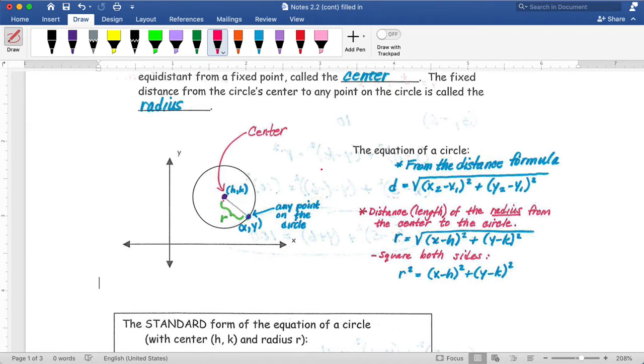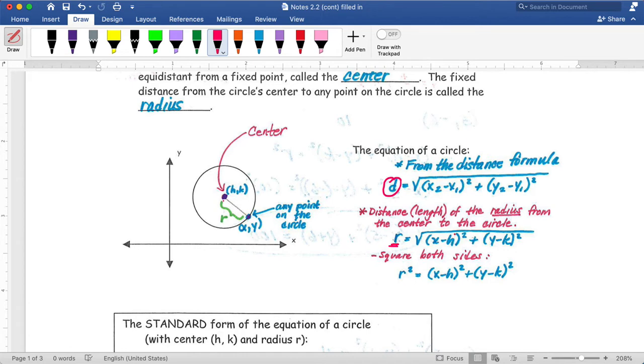All right. So the equation of a circle comes from the distance formula because this length of the radius is really the distance formula on the coordinate plane. And so we can then replace the d with r, since we know that is the radius. Okay, so the radius of a circle equals this thing here.